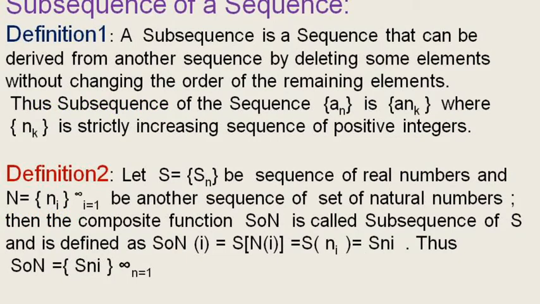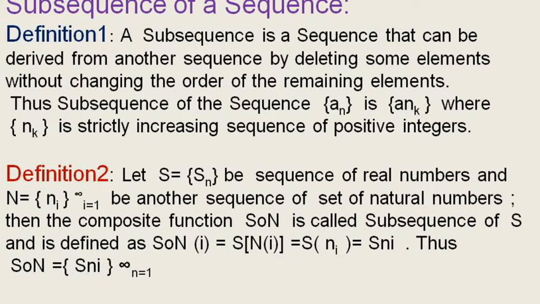Now let us see another definition, that is subsequence of a sequence. Definition first: a subsequence is a sequence that can be derived from another sequence by deleting some elements without changing the order of the remaining elements. Thus, subsequence of the sequence An is A_nk, where nk is strictly increasing sequence of positive integers.